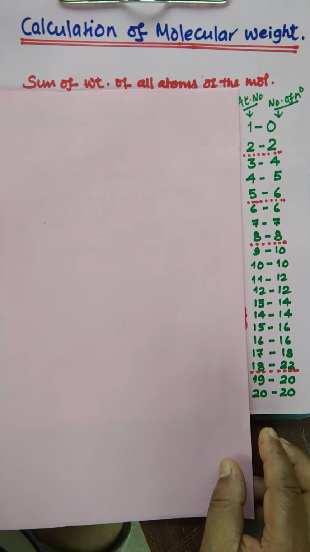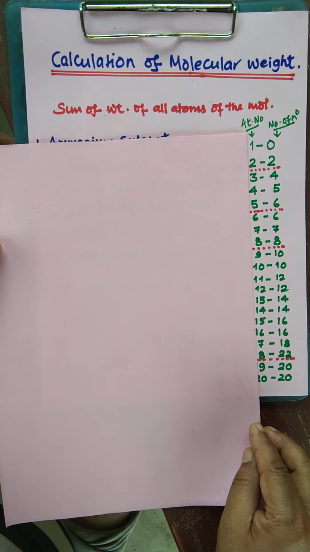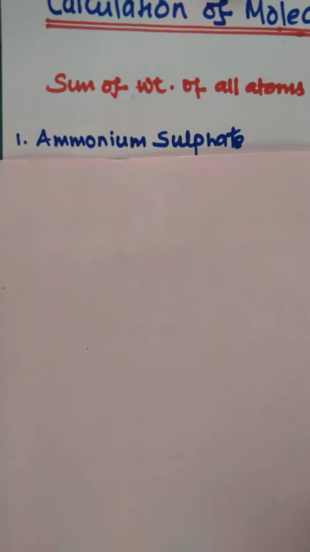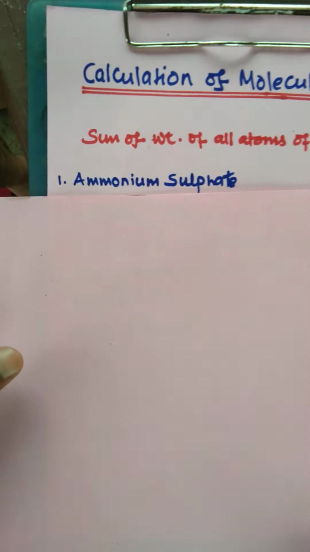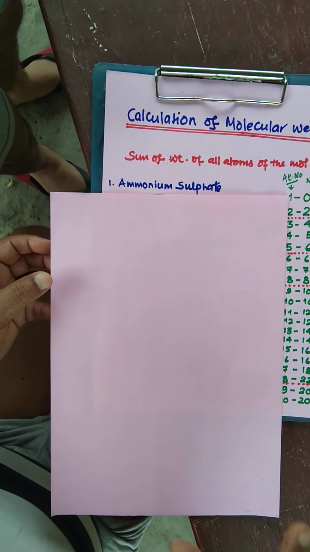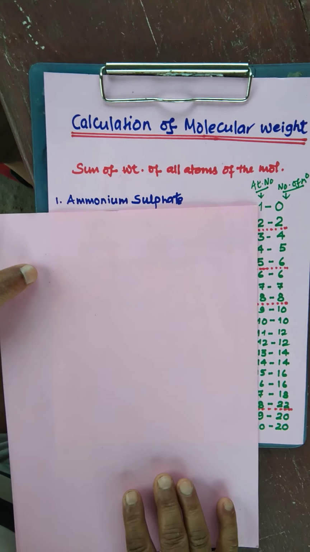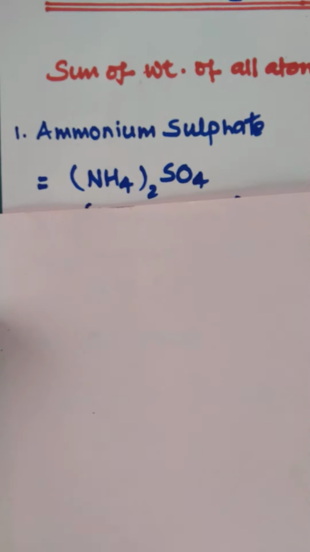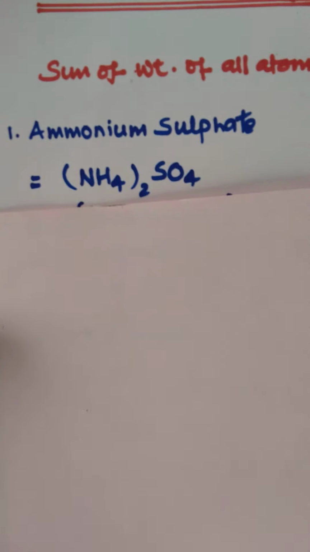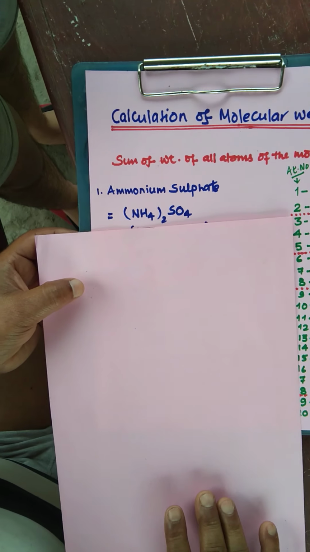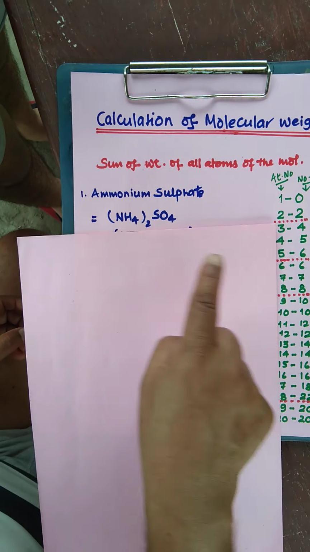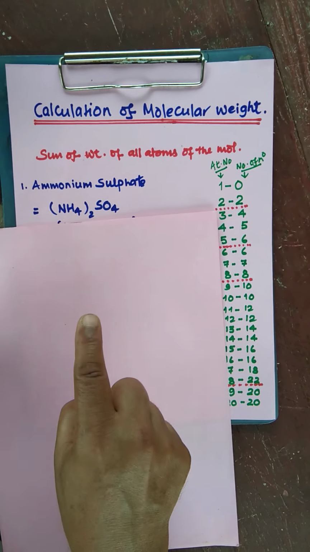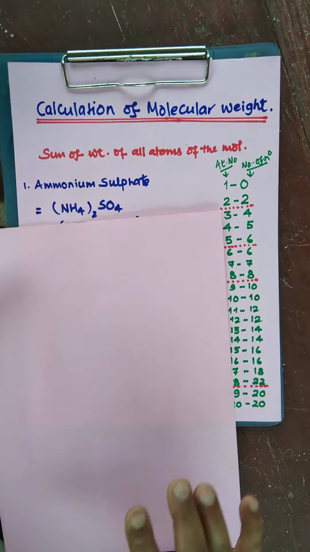Let me describe this with an example. For example, you need to calculate the molecular weight of ammonium sulfate. When we have to calculate the molecular weight of ammonium sulfate, first of all, you must know the correct molecular formula, which is (NH4)2SO4. Since the valency of sulfate is 2 and ammonium's valency is 1, by crisscross you have (NH4)2SO4.